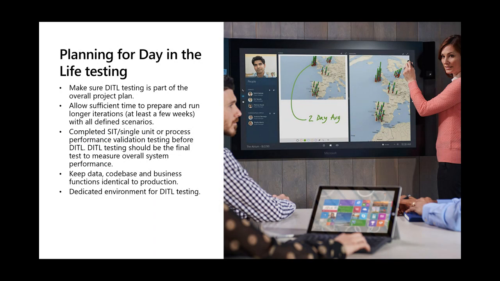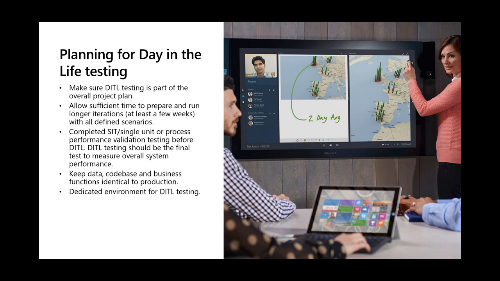So in this slide, I will explain the success plan for planning the day in the life testing in the project. The first one, you need to make sure day in the life testing has been planned and is part of the overall project plan, because day in the life testing is not a shortcut test, and you also need to plan well before it starts.